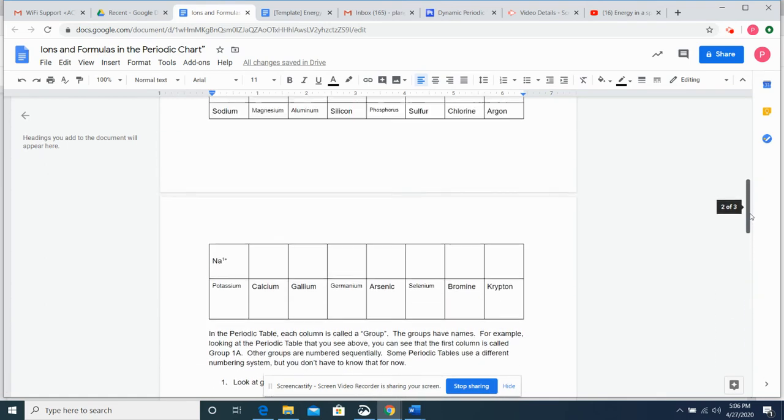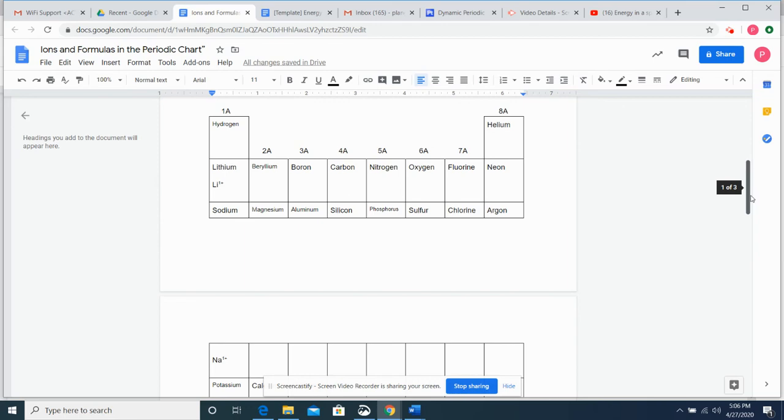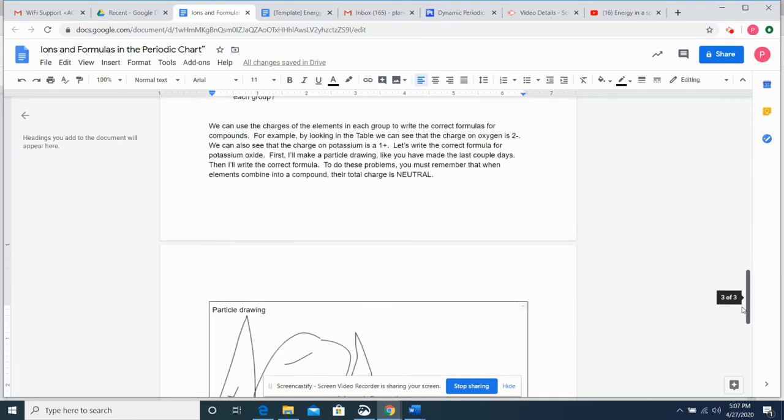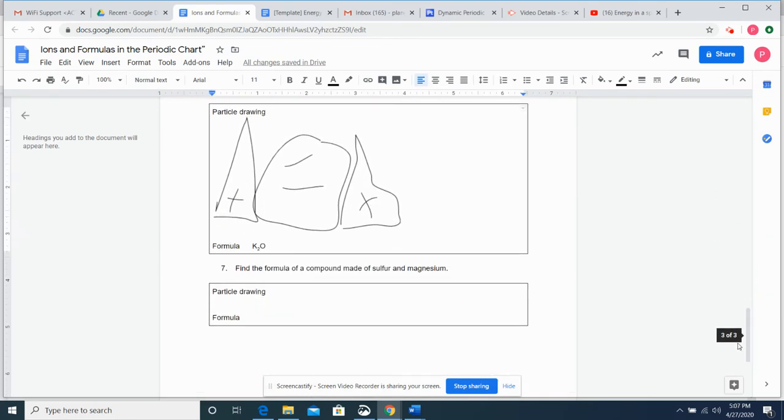All right, so I'm going to go up here to the chart and answer another question that's going to be asked of you. And that is to find the formula of a compound made of sulfur and magnesium. If you look on your chart, you should find that sulfur is in the column where they are -2, and magnesium is in the column where they are +2. And so you have to make a particle drawing of that. So I'm going to go ahead and draw a sulfur and magnesium compound.